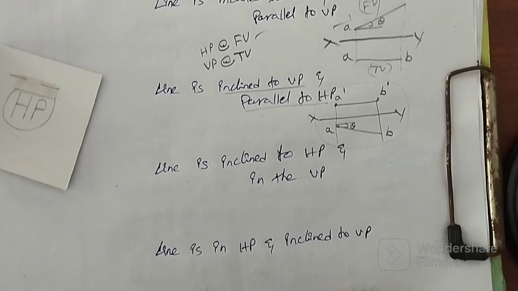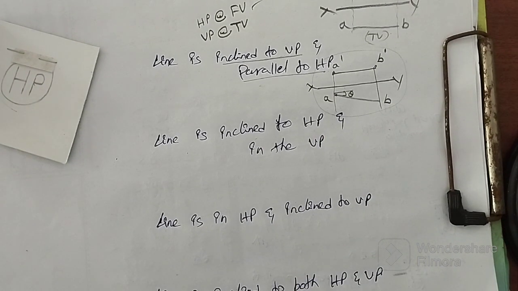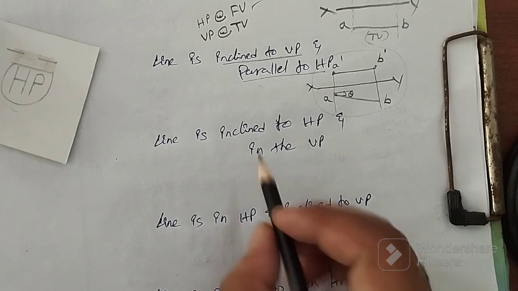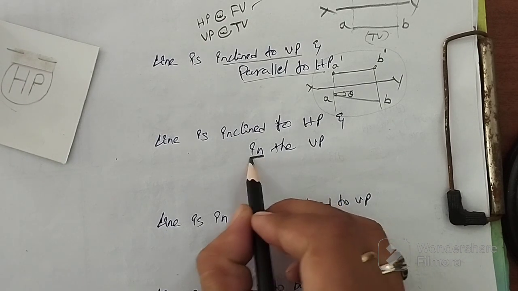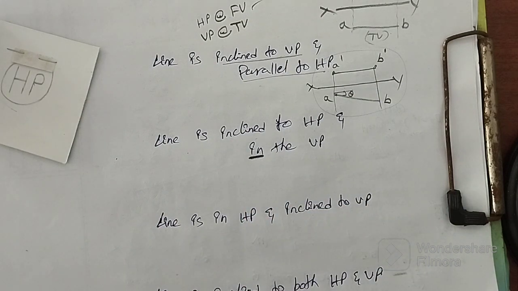Next, what is the third one? Line is inclined to HP and in the VP. Now, the thing is what? In the VP. In means what? Origin. In the sense origin. So how to put?